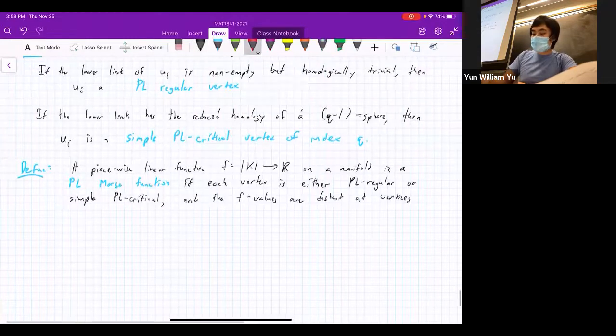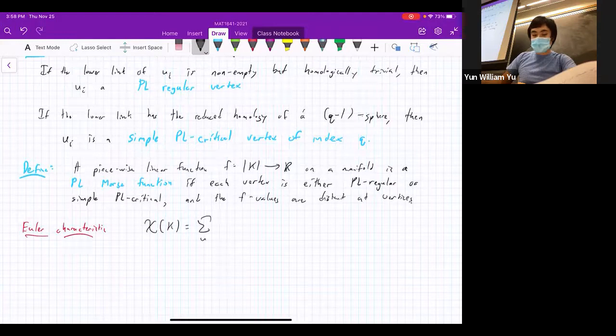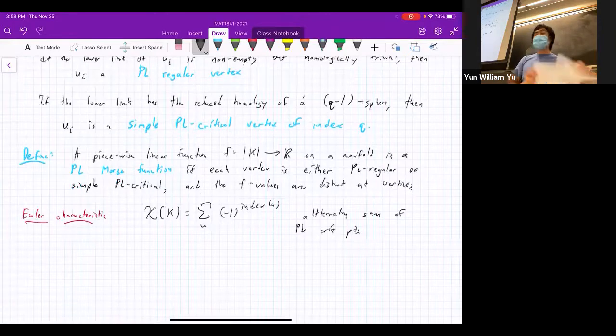So for example, one thing we get is the Euler characteristic, again for free. The Euler characteristic of K is equal to the sum over U of (-1) to the index of U, so the alternating sum of PL critical points. And all the PL Morse inequalities also hold. So the inequalities that we had earlier for Morse-Smale functions also hold when we have this piecewise linear Morse function.